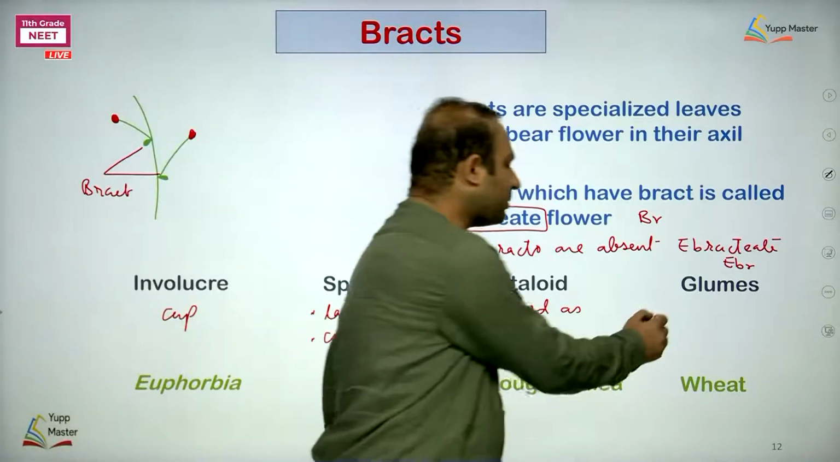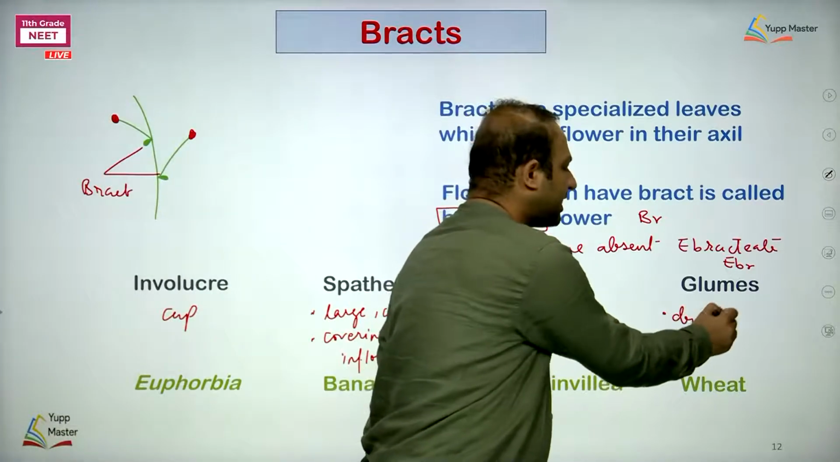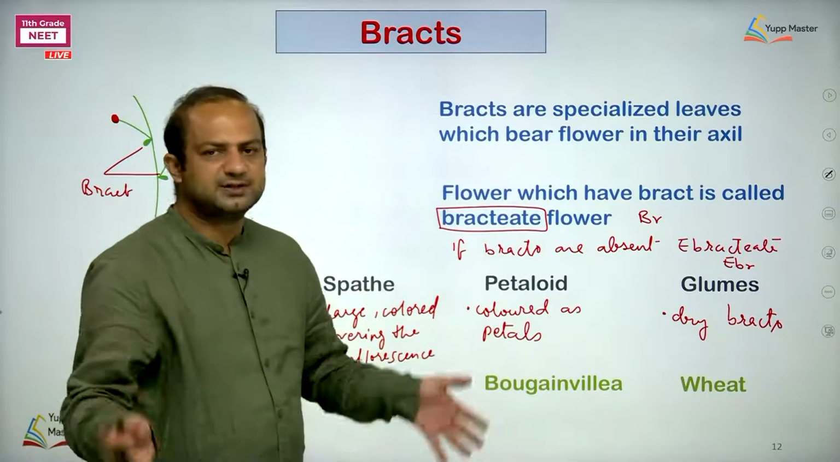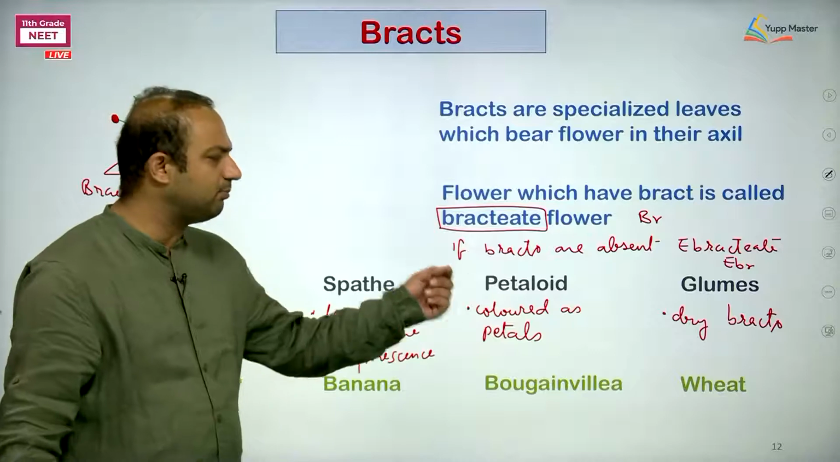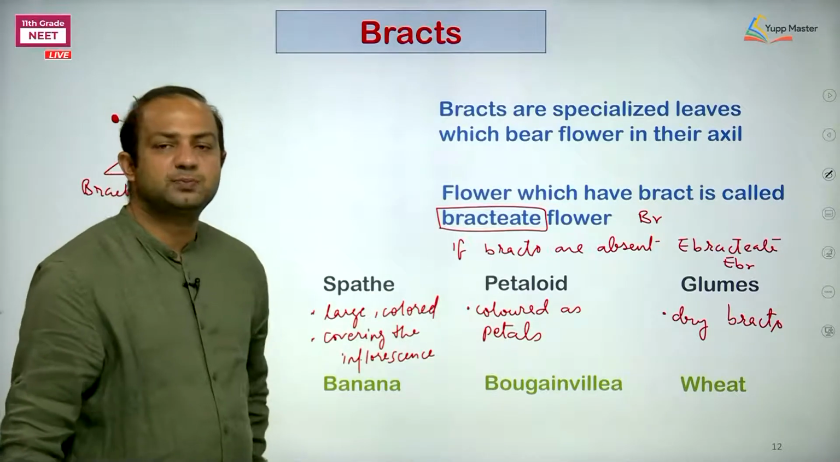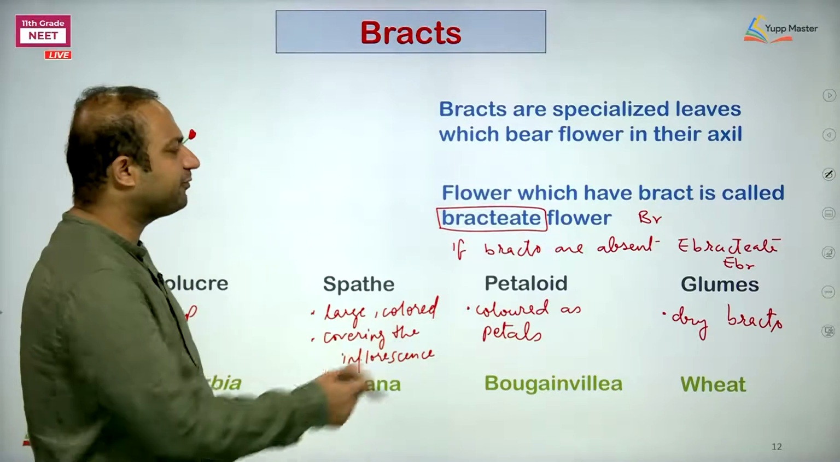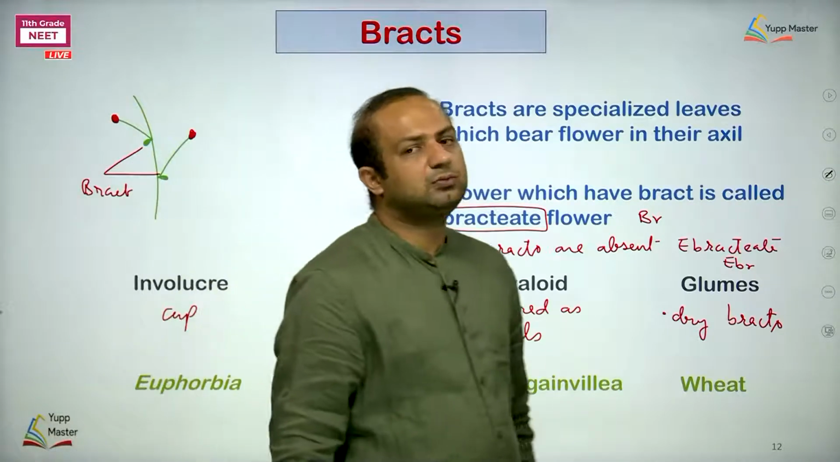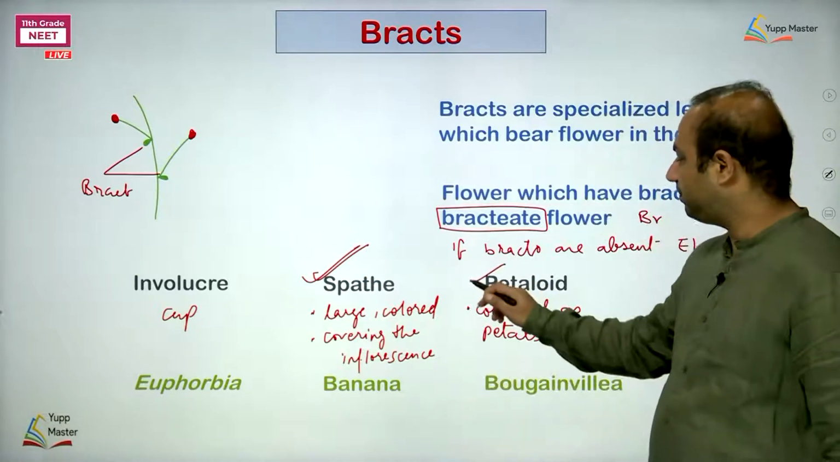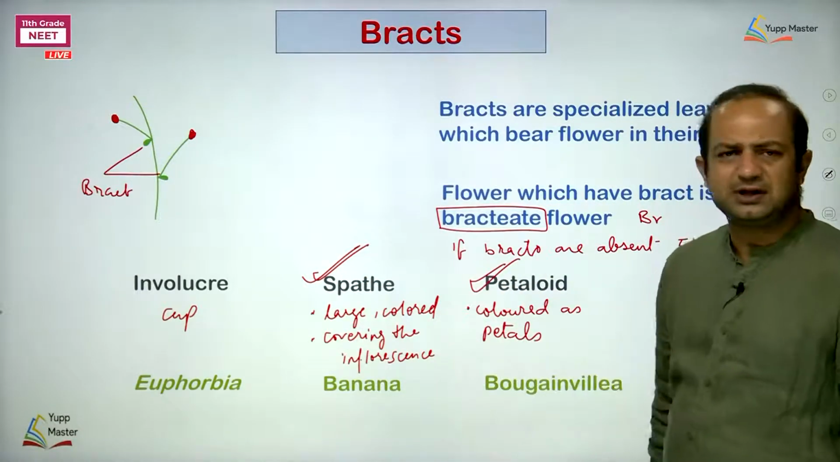Whereas glumes are what? Glumes are dry bracts, means they are not that brightly colored, and are too minute, maybe not bearing the florets. So that is the thing we used to observe in wheat. So these are different kinds of bracts. We need to memorize one, spathe, the other one, petaloid. Rest is not that much needed.